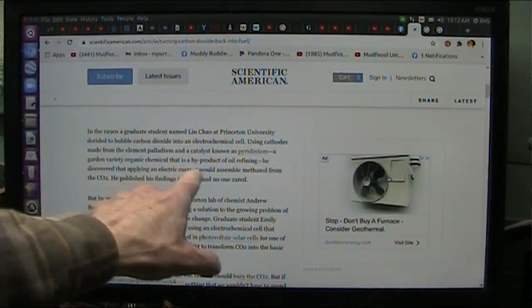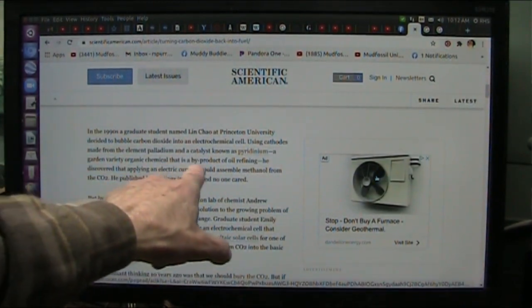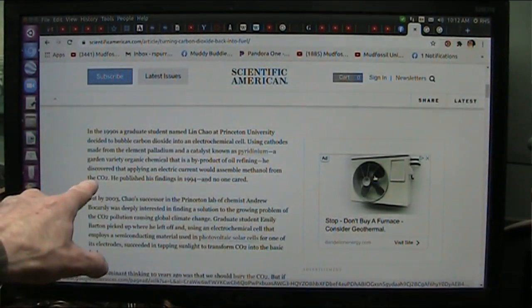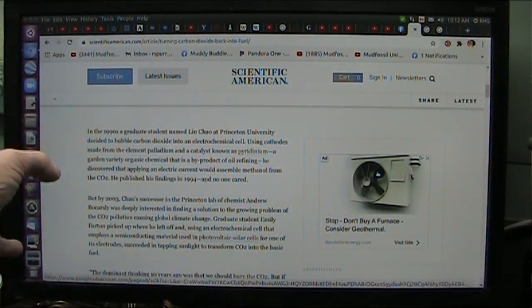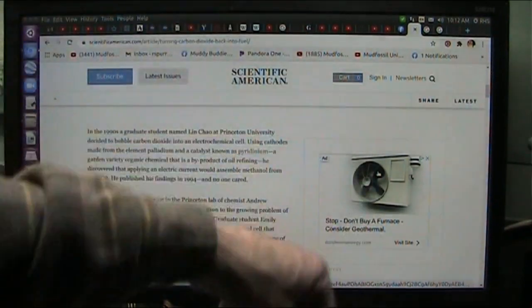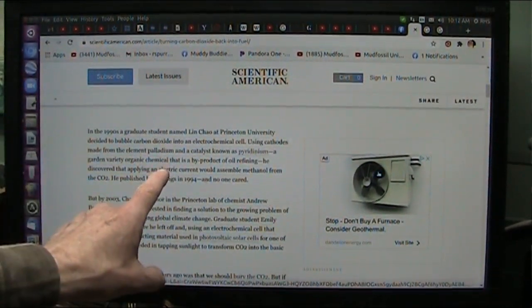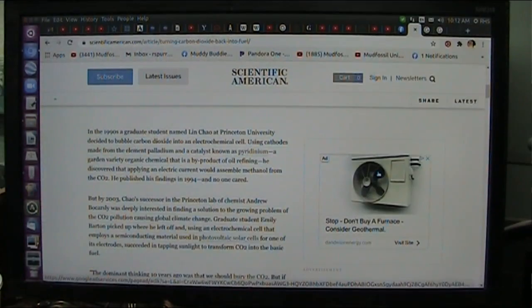All right, so what he did was he applied just this cheap stuff. He discovered applying electric current would assemble methanol from CO2. Methanol is a hydrocarbon, and then you just reburn it. I think we can do that in the tailpipe of your car and just send it right back and burn it again, right back and burn it again. And here's how we can reassemble it using the Venturi.